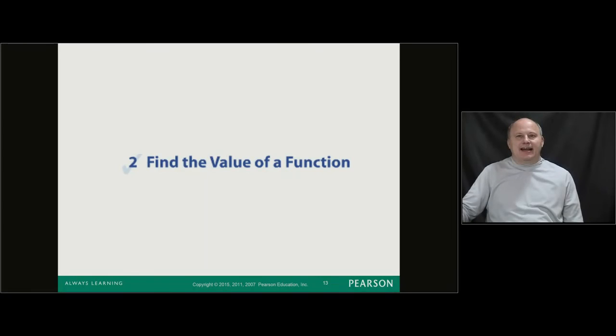Talking about finding the values of a function. We call that evaluating a function. There'll be many examples here, so you need to be patient with it, because sometimes you evaluate a function with a number, and sometimes you evaluate a function with a different expression. So let's begin.